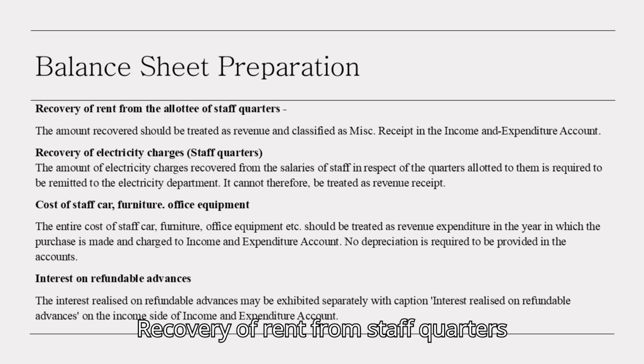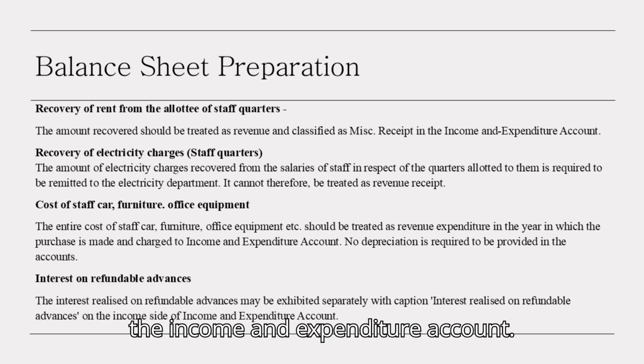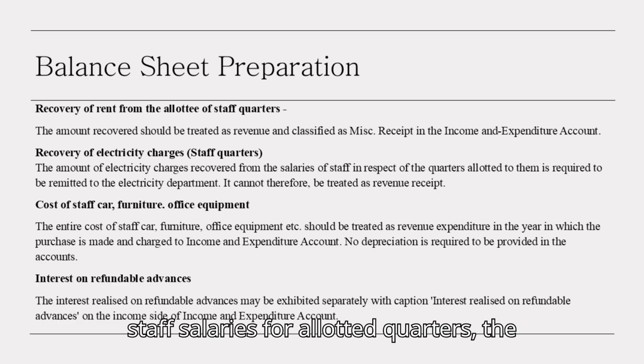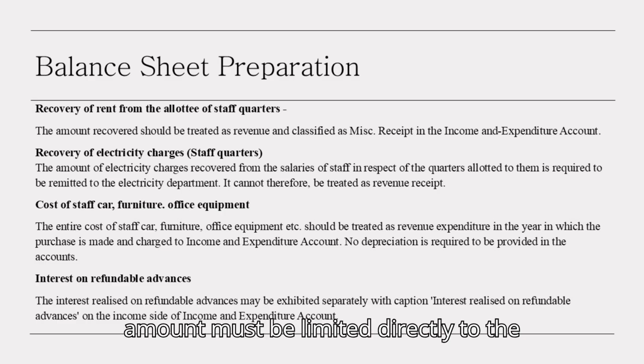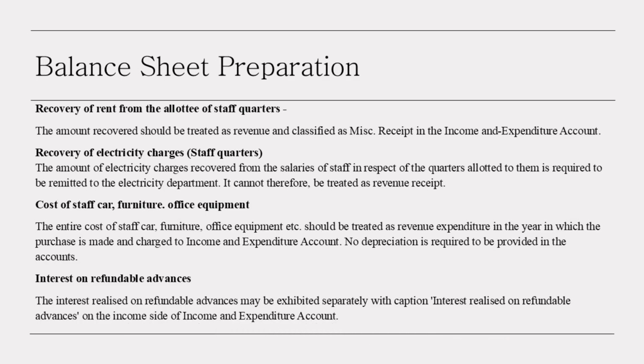Recovery of rent from staff quarters should be treated as revenue and classified under miscellaneous receipt in the income and expenditure account. For electricity charges recovered from staff salaries for allotted quarters, the amount must be remitted directly to the electricity department. It cannot be treated as a revenue receipt.